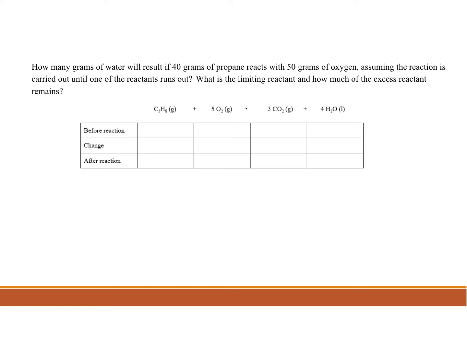So the question is asking you for how many grams of water will result if you have 40 grams of propane and 50 grams of oxygen. So what we need to do is convert the 40 grams of propane to moles and the 50 grams of oxygen to moles. So go ahead and do that. I'm going to pause the video and try this out, and then let's check back in a moment.